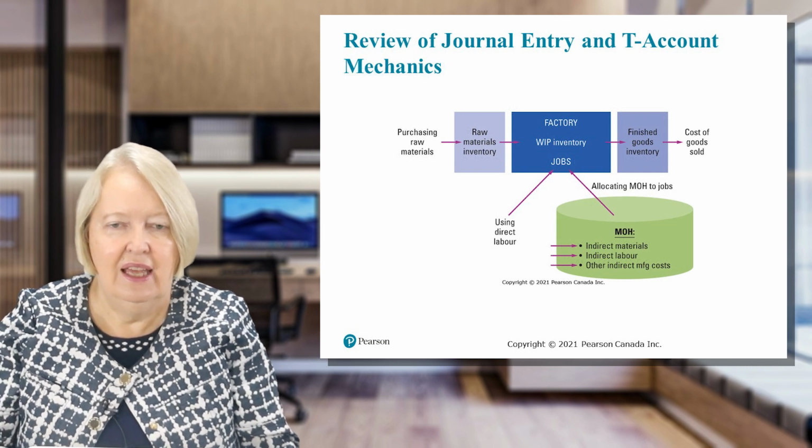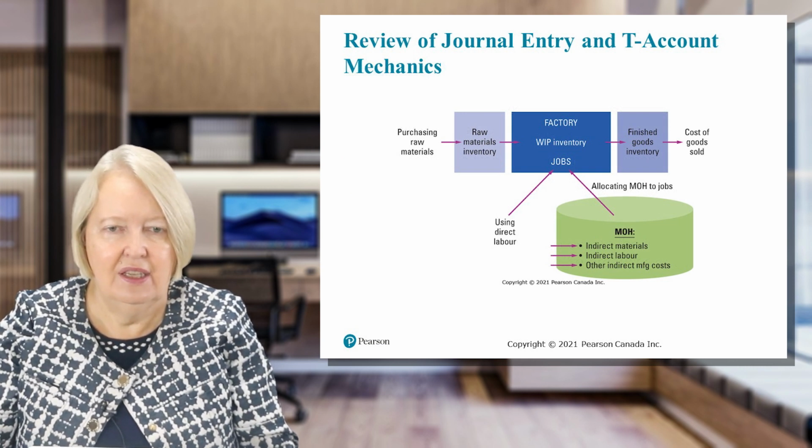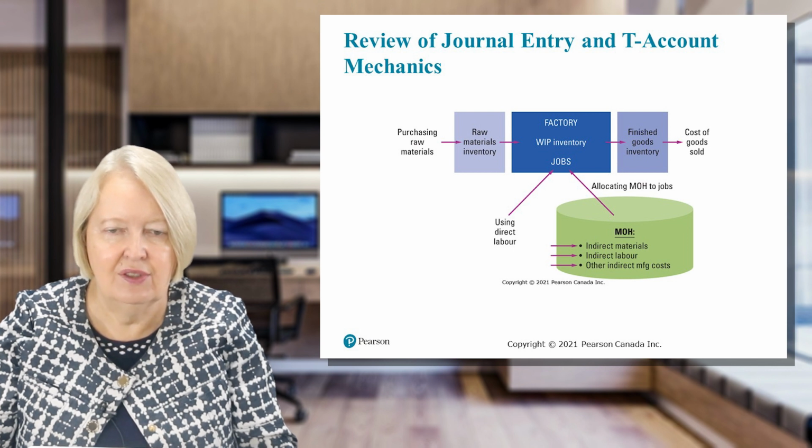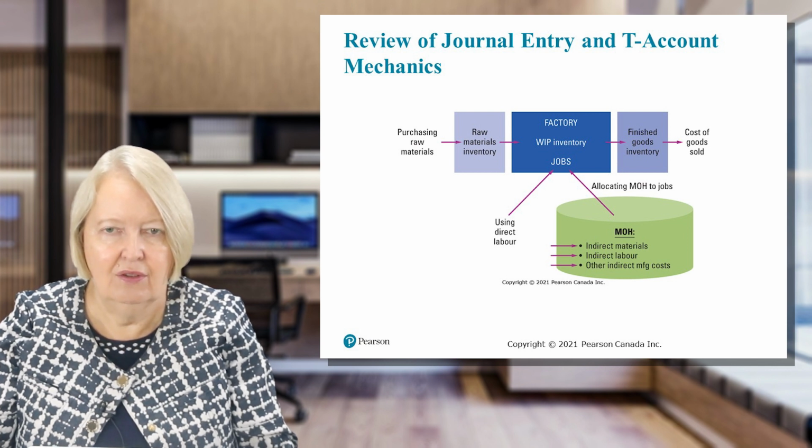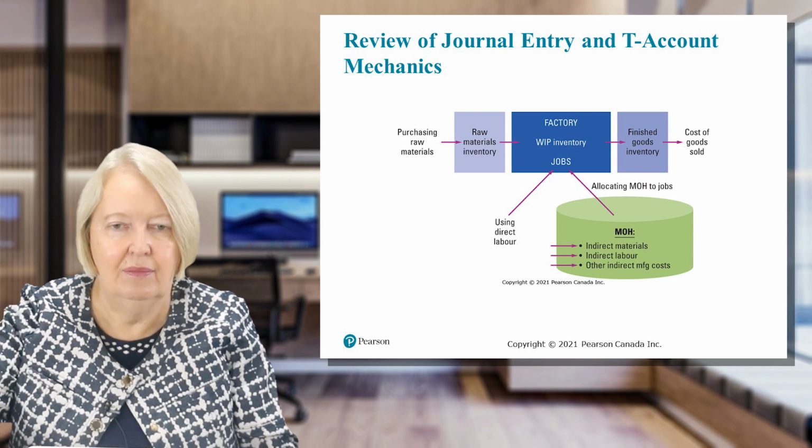So here you have the T account, so we have our manufacturing overhead allocated, and what we would want to do is either increase or decrease the 3 inventory accounts by the under or over allocated overhead amount.